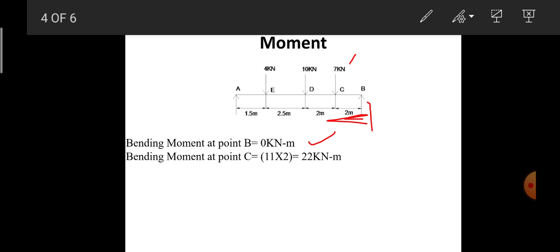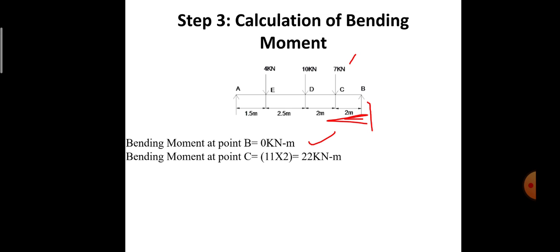RB here acting is 11 kilonewton. So the perpendicular distance is 2 meters. So 11 into 2. Here it is acting in the anti-clockwise direction. So right side anti-clockwise force is considered to be positive. So it is 22 kilonewton meter. So next is point D.